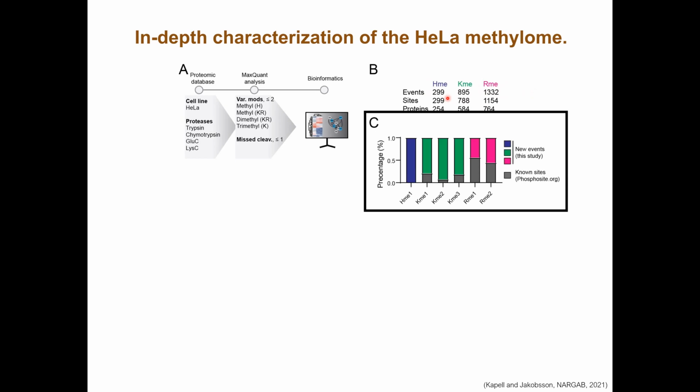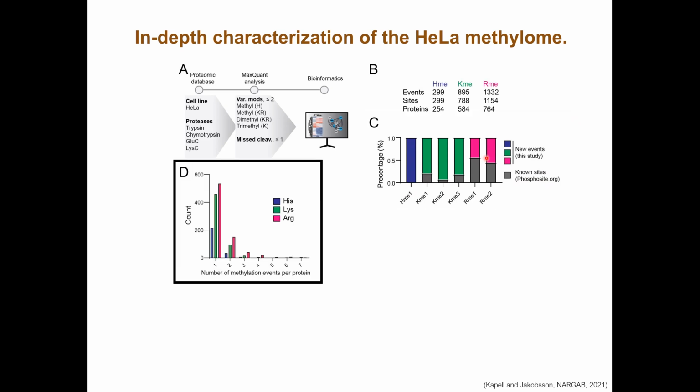We then benchmarked our identified sites to the most comprehensive databases available online. And for PTMs, this database corresponds to PhosphoSitePlus. Most of our, or essentially all of our, histidine methylation events were novel, and most of our lysine methylation events were novel, whereas about half of our identified arginine methylation events were novel.